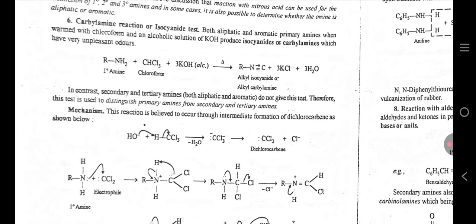Carbylamine reaction or isocyanide test. Both aliphatic and aromatic primary amines, when warmed with chloroform and an alcoholic solution of KOH, produce isocyanides or carbylamines which have very unpleasant odors. In contrast, secondary and tertiary amines, both aliphatic and aromatic, do not give the test. Therefore, this test is used to distinguish primary amines from secondary and tertiary amines. This reaction is believed to occur through intermediate formation of dichlorocarbene as shown below.